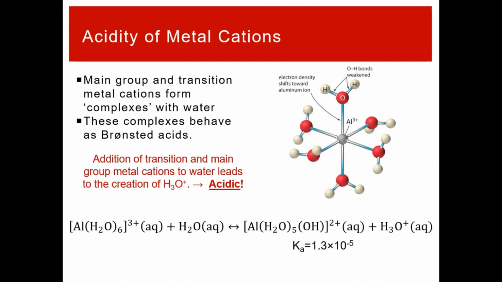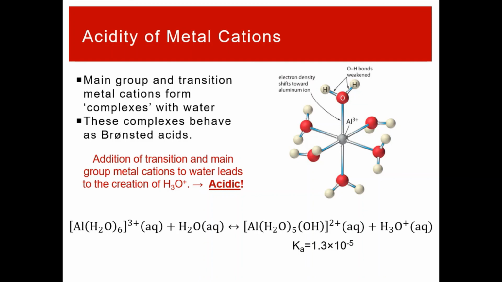The final complication is when we are dealing with any metal cation from the main group or transition metals. These cations, when they get into water, start to interact with the water and form what are called complexes. And those end up being acidic. One of the things you'll remember is that for metal cations, group 1A and group 2A cations are neutral. All other metal cations are acidic in solution.